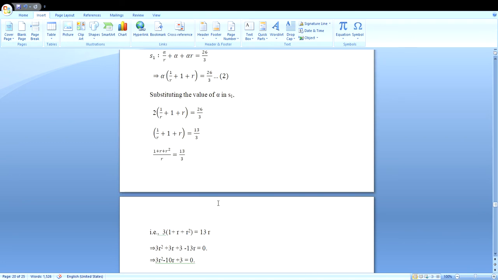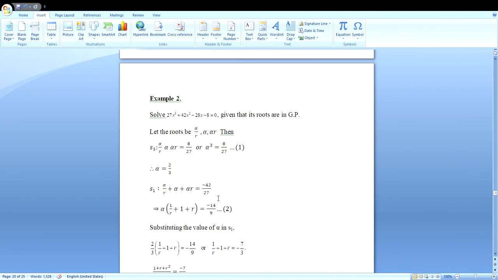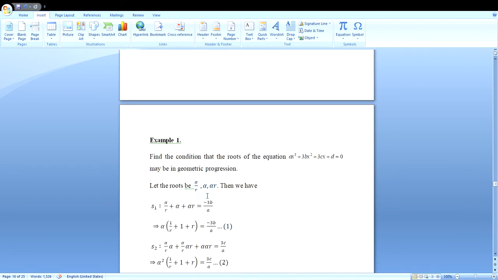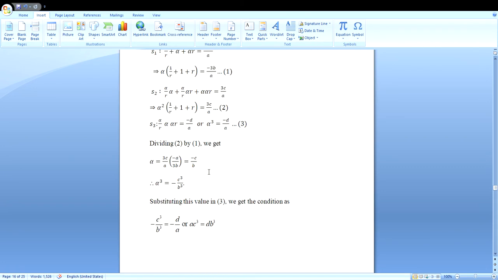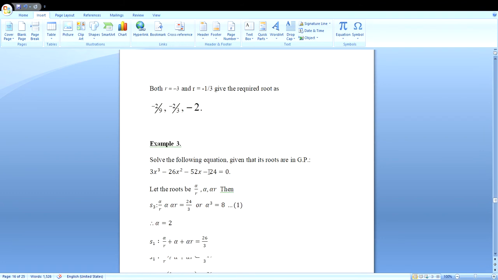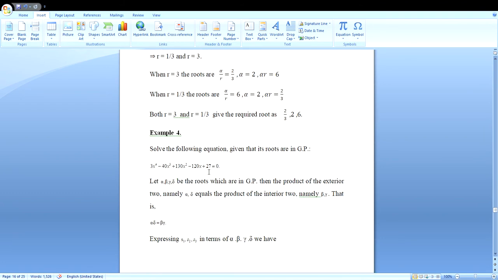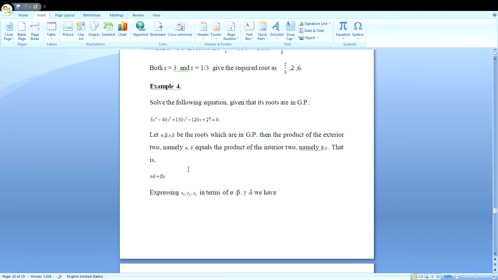Because in GP, we know that the roots are of the form A, AR, AR square, AR cube. Now multiplying the exterior two, we get A square R power 3. And again multiplying the interior two, that is AR into AR square, again you will get A square R cube. Therefore, here we have the product of the exterior two roots, alpha delta, equal to beta gamma.